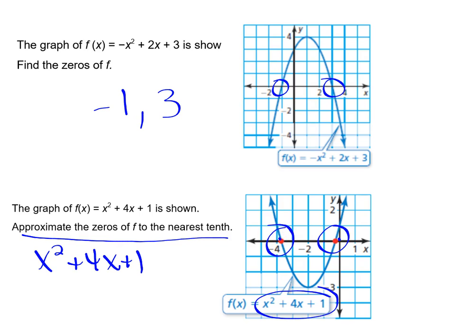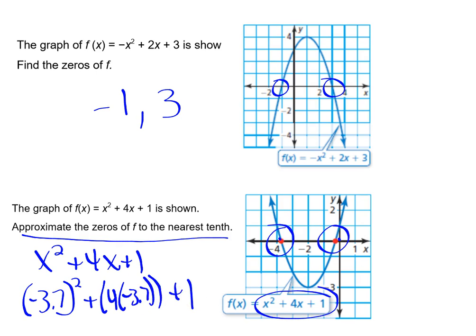This looks like it might be hitting at about between -3.5 and -4, so maybe I would try -3.7, and you can plug that in, 4 times -3.7, and then plus 1, and do that on your calculator.